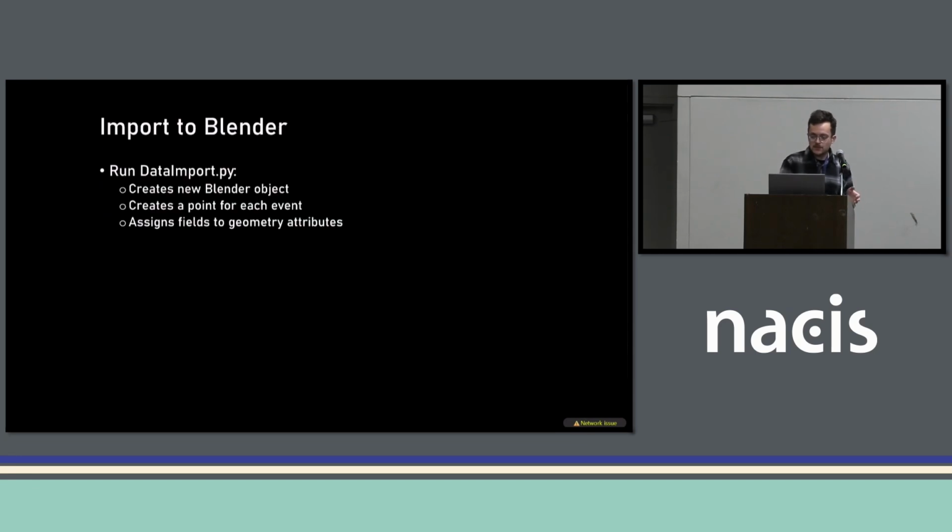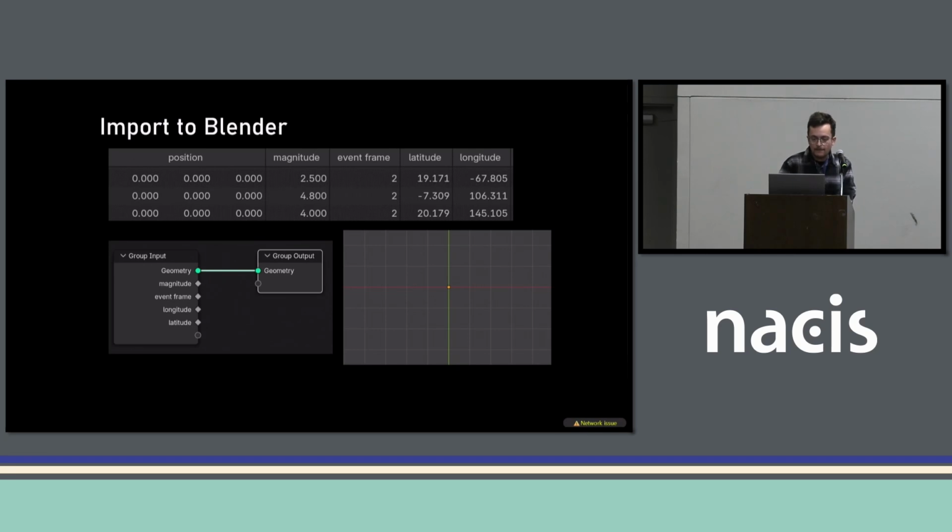To bring the data into Blender, we run a Python script. I wanted to do as little actual coding as possible for this, so I made it as simple as possible. I'll also link to that. What the script does is create a new object in Blender. It creates a point within that object for every row of the CSV, and then it assigns the fields from the CSV as attributes that we can access with geometry nodes and use to drive the symbology and the animation. And that's what this looks like when we bring it into Blender.